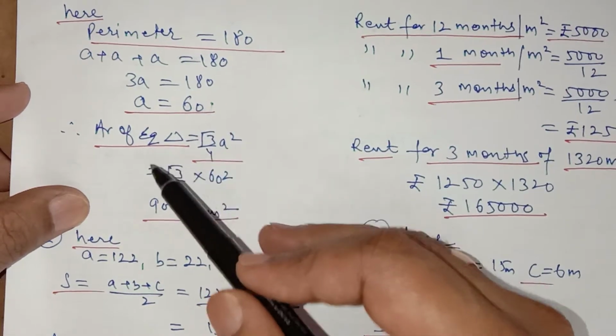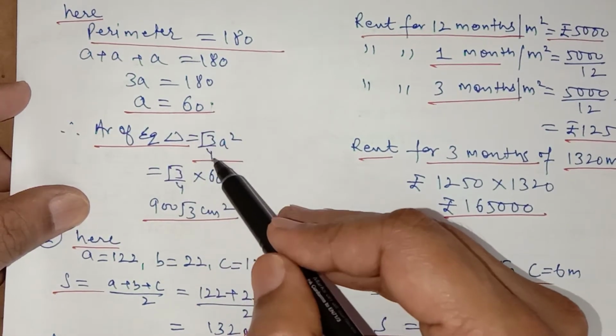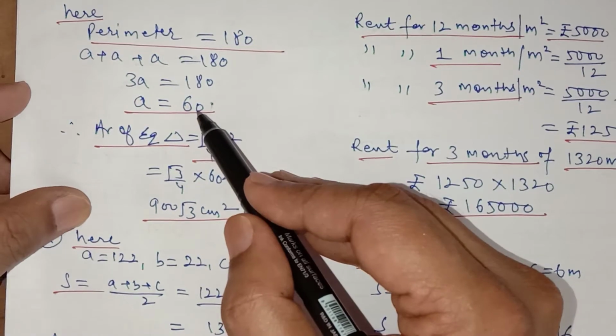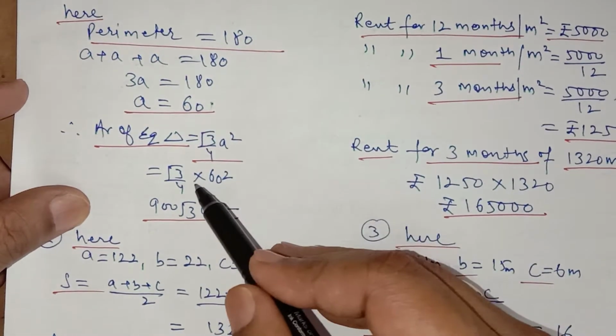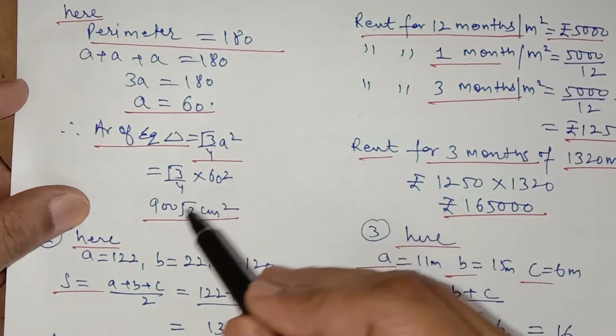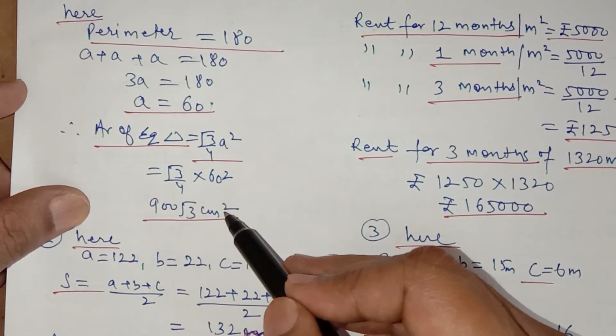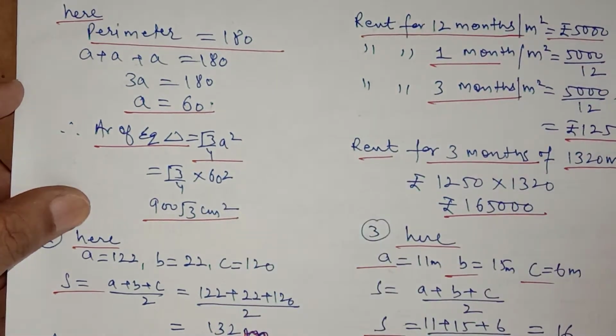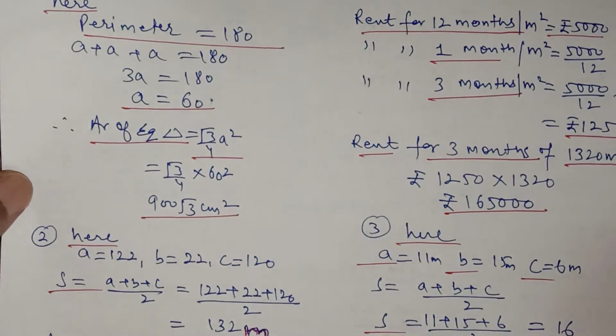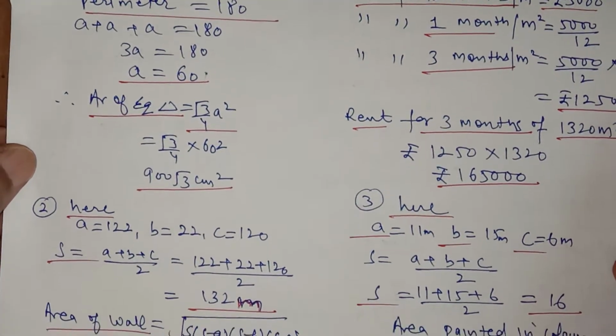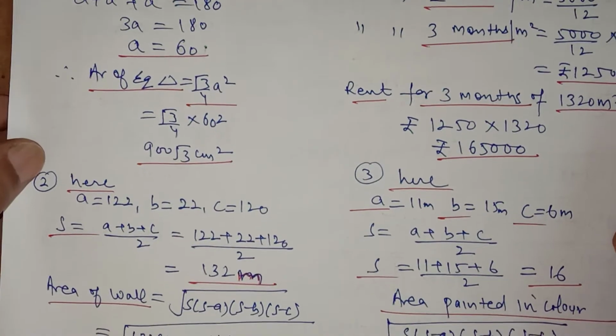Now you can use the area of equilateral triangle, that is root 3 upon 4 into side square, and side is equal to 60. So it is equal to root 3 upon 4 into 60 square, which is coming out to be 900 root 3 centimeter square. So this is the question number 1. Now in question number 2, you read a question from your book.